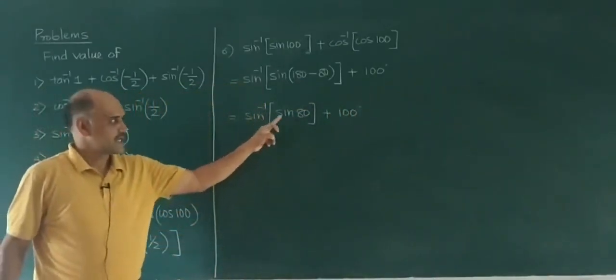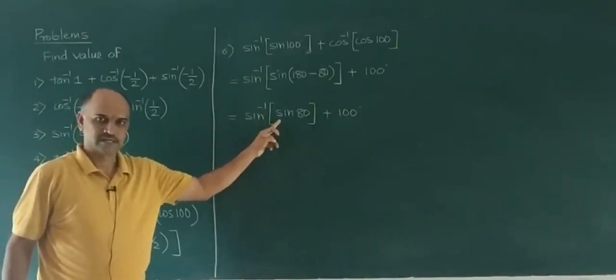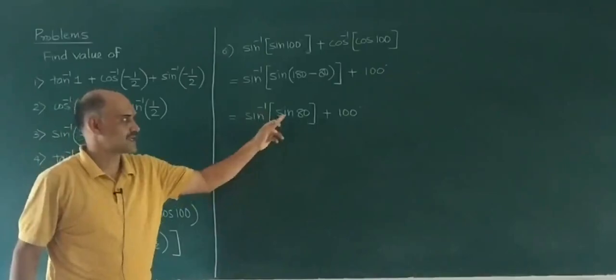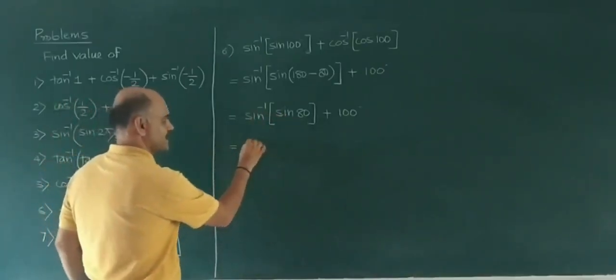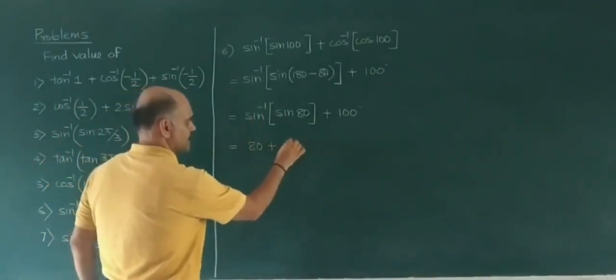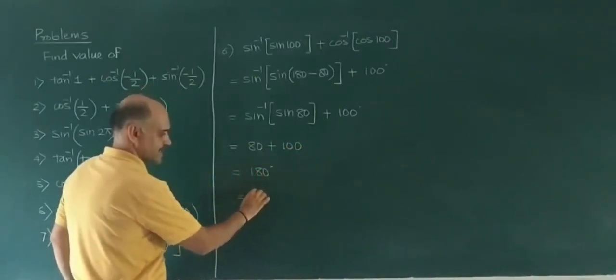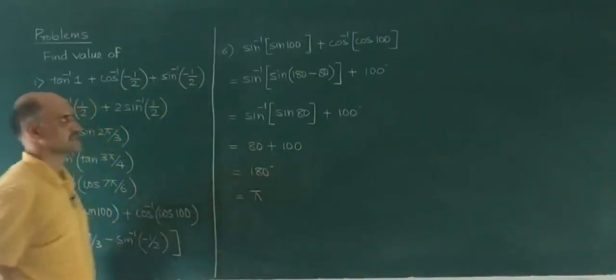Now here can I cancel these two? Yes, because now the angle has come to less than 90. So I will cancel these two and I will have 80 plus 100. That is nothing but 180 degree. So in radian it will be pi. This is our answer.